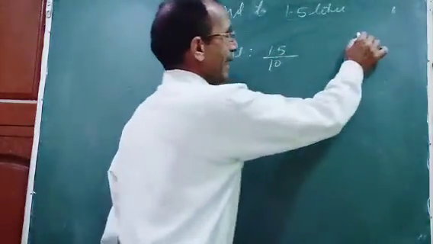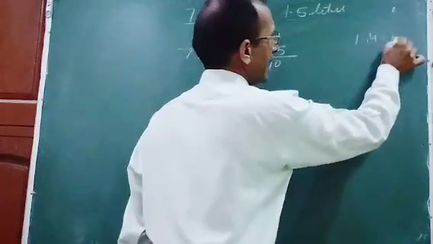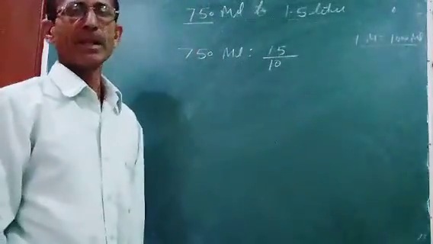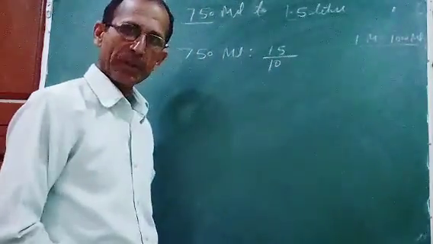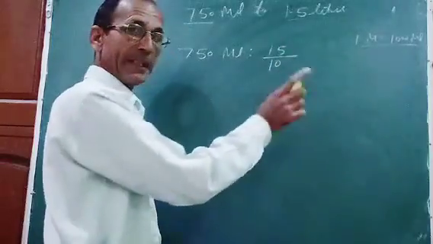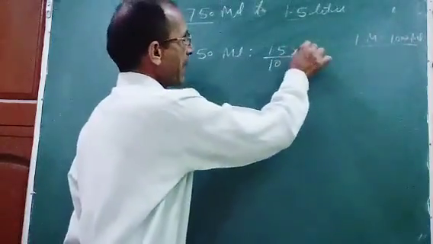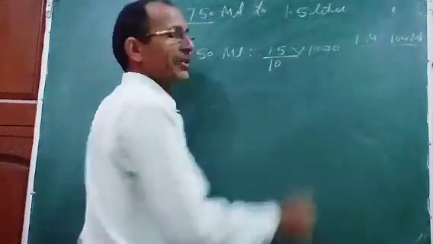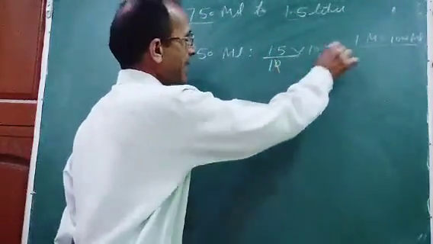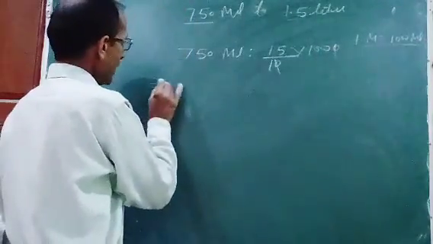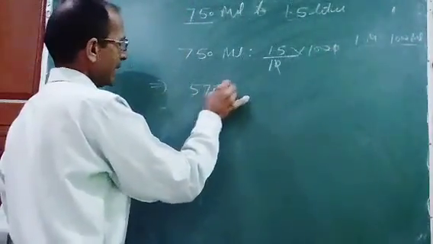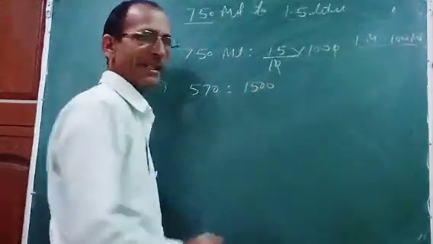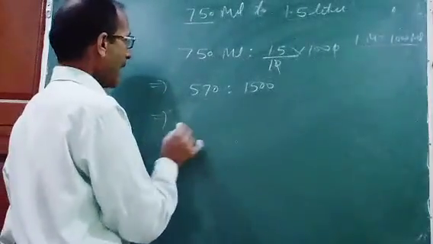1 liter has how many milliliters? 1000 milliliters. 1 liter has 1000 milliliters. So first I removed the decimal. Now to convert liter into milliliter, multiply by 1000, because 1 liter is 1000. So it will be 750 is to 1500. Now find the ratio.